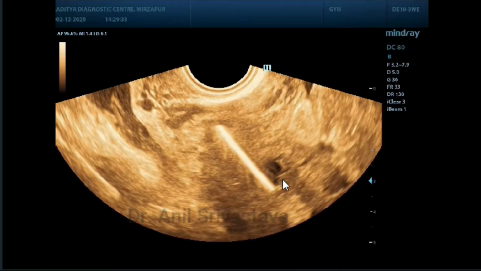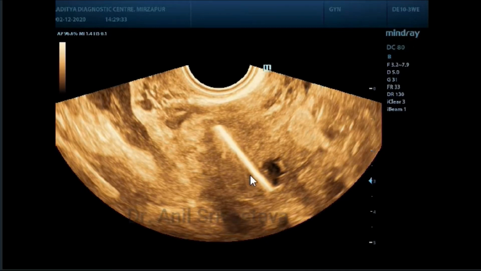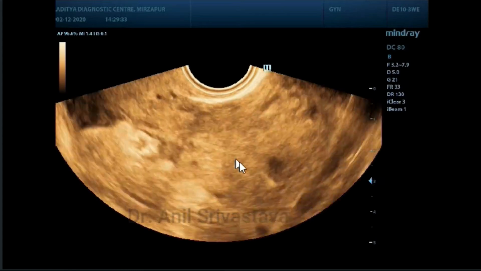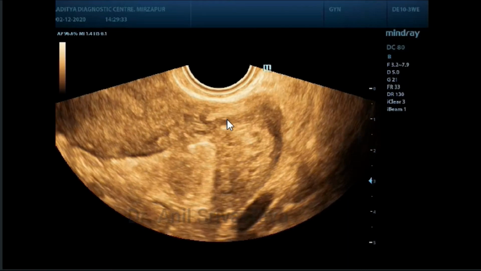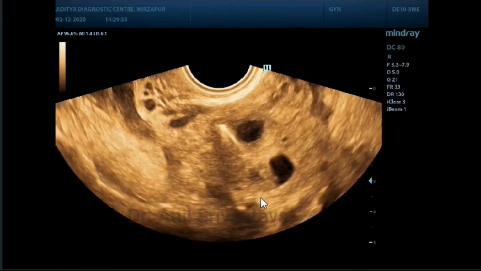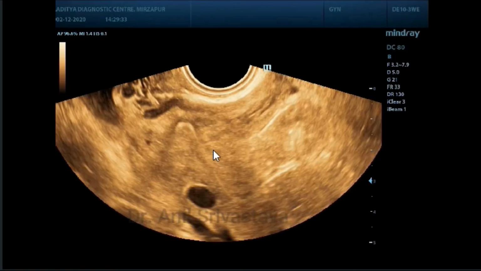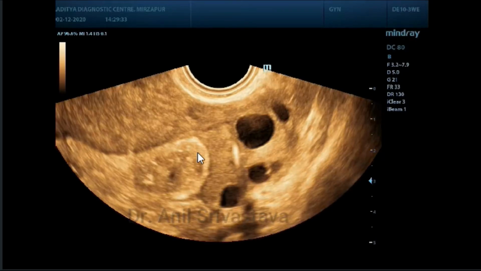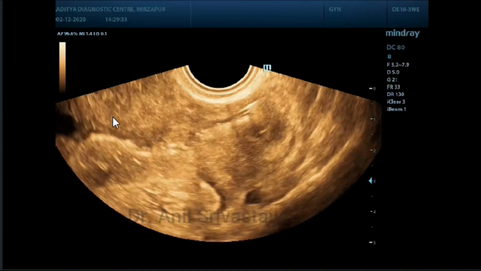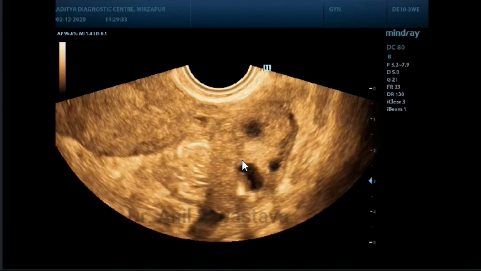These are the small follicles in right ovary. This is IUCD. This is the IUCD. Uterus, right ovary.